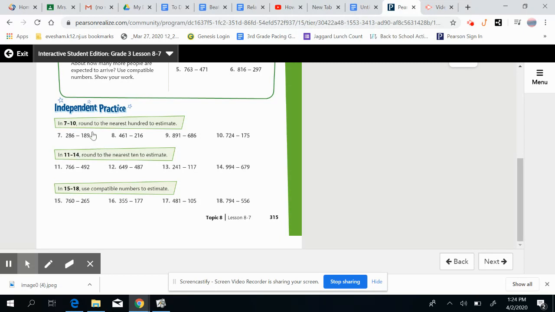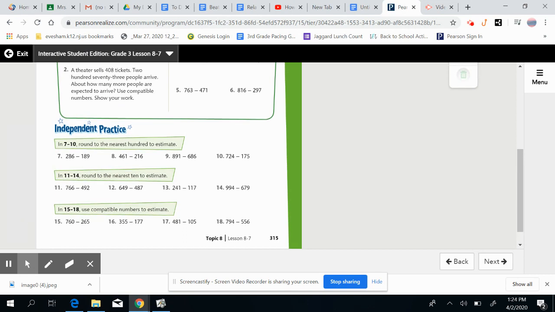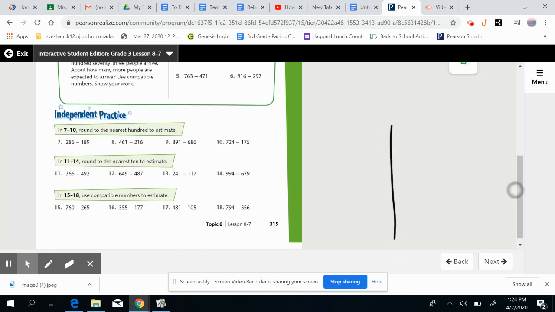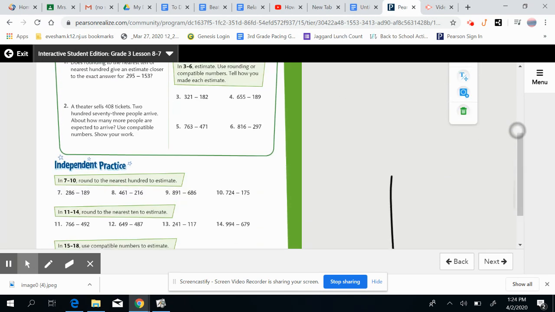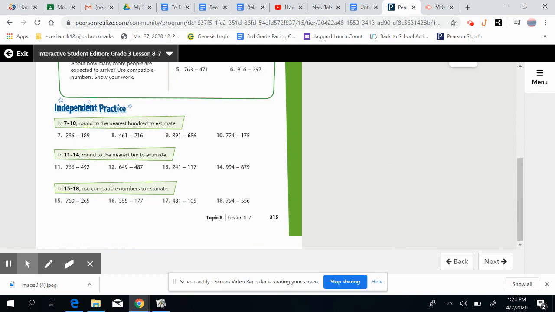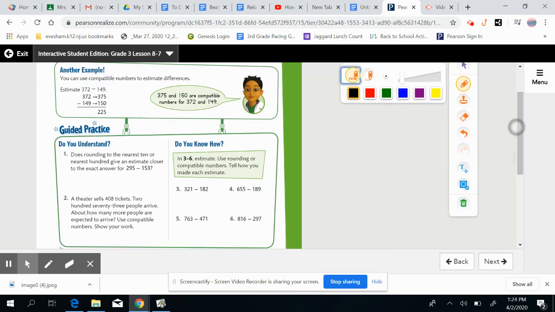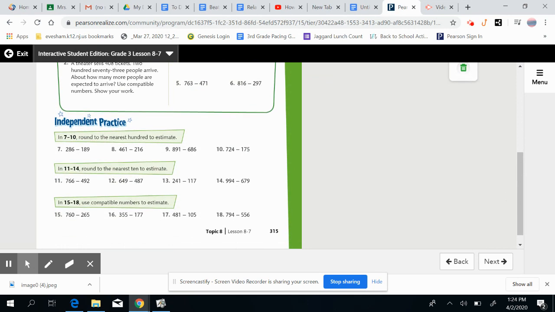286 minus 189. It says round to the nearest hundred to estimate. So 286, if I were to estimate and round that to the nearest hundred, is 286 closest to 200 or closest to 300? Hopefully you said it's closest to 300.